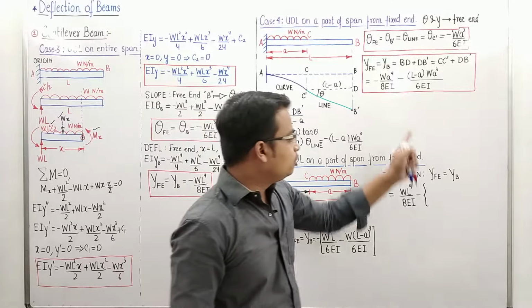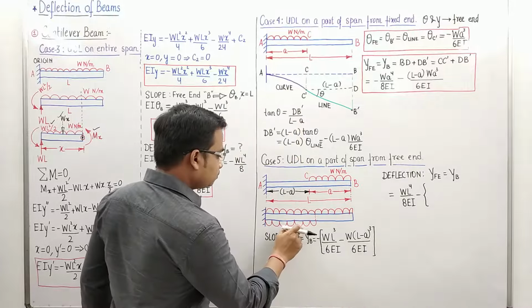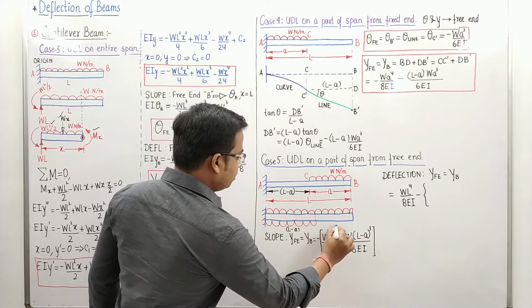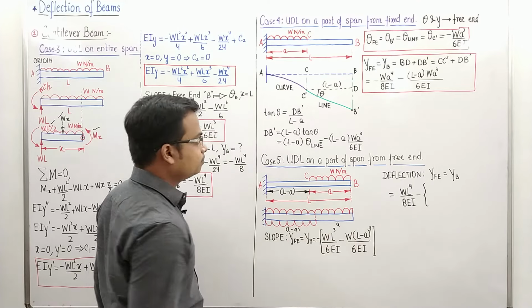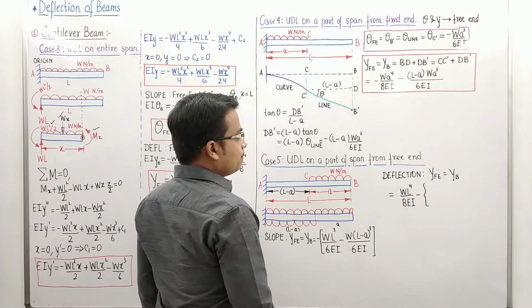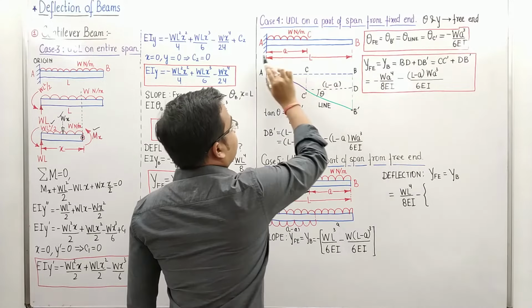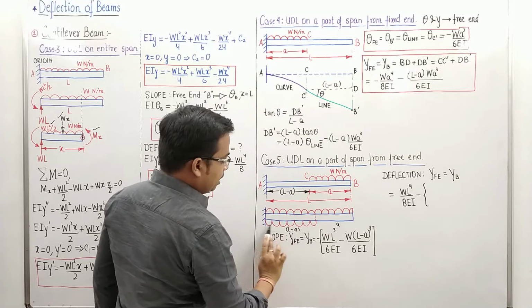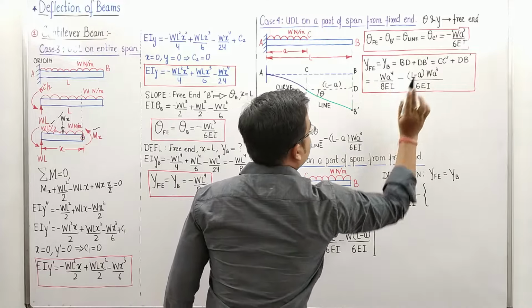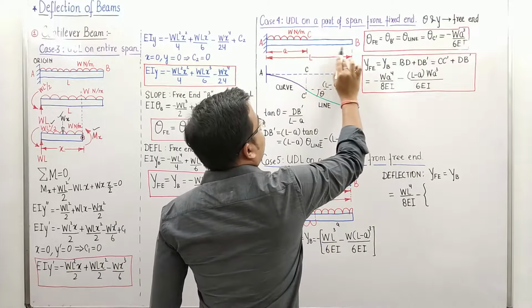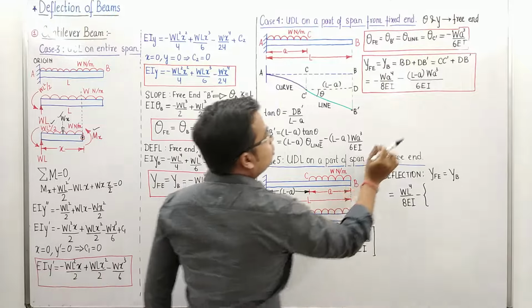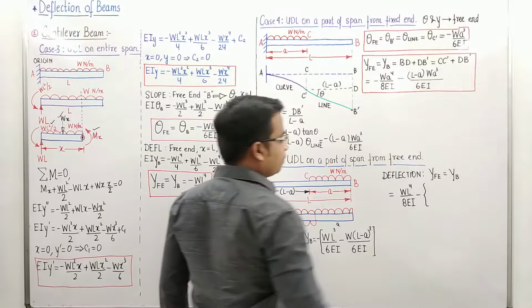So all these results are going to be valid here. If you watch carefully, now the UDL is, here it is L minus A and here it is A. This much portion is A and that's L minus A. Just take a look at this result. This is what we'll be using. WA power 4 upon 8EI. A was here. Now here we have L minus A. So this A will be replaced by L minus A. This A will also be replaced by L minus A. Similarly, this much portion is L minus A. So we have L minus A over here. But this much portion here, we have it as A. So in place of writing this L minus A, we'll write A.